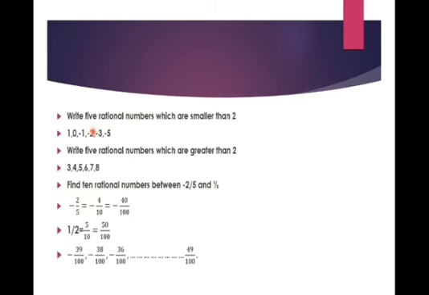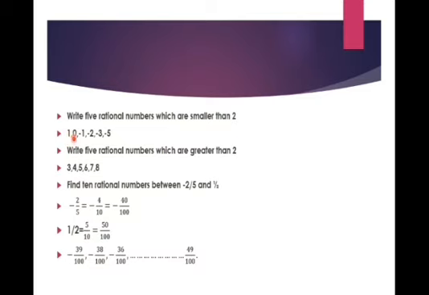Okay, these are some questions in your textbook. Exercise 1.2: Write 5 rational numbers which are smaller than 2. It is very simple. 1 is smaller than 2 and is also a rational number because 1 can be represented as 1 by 1.